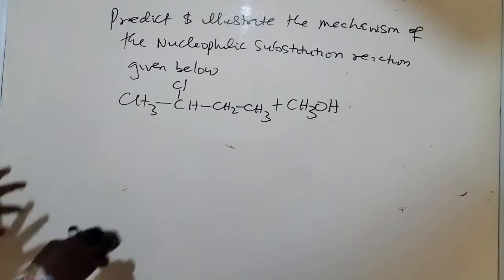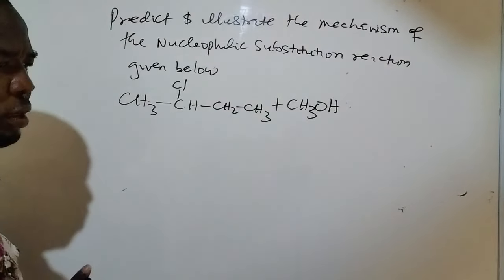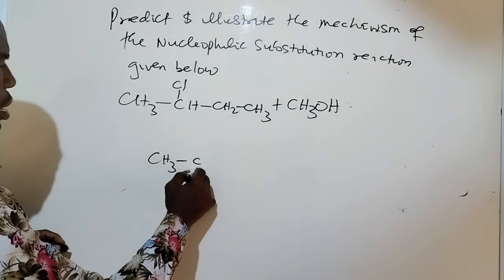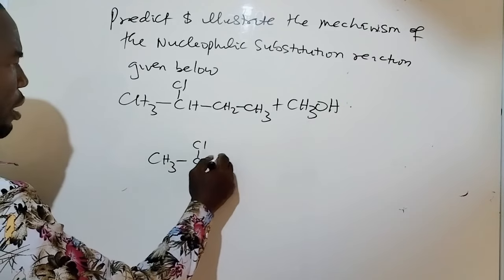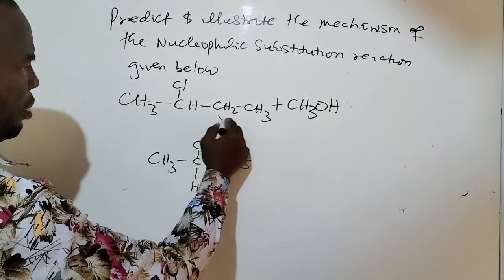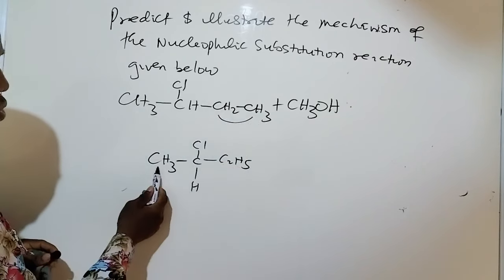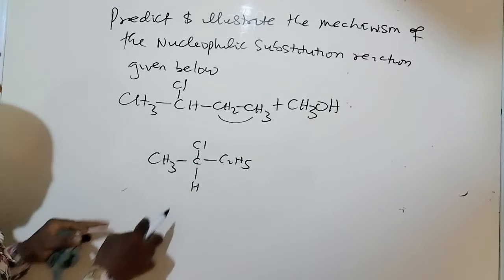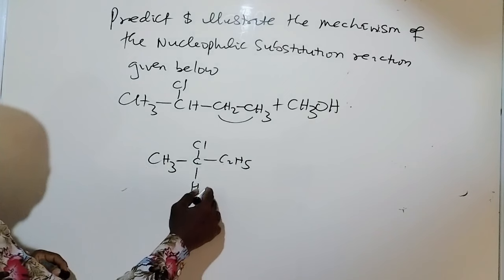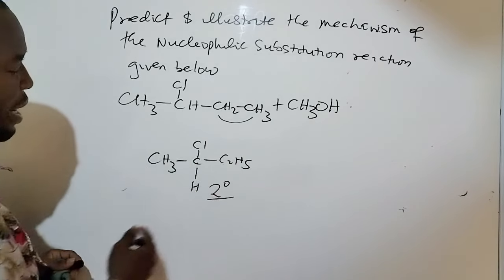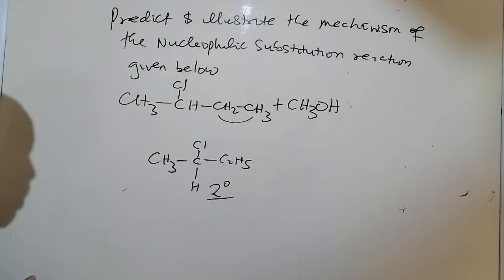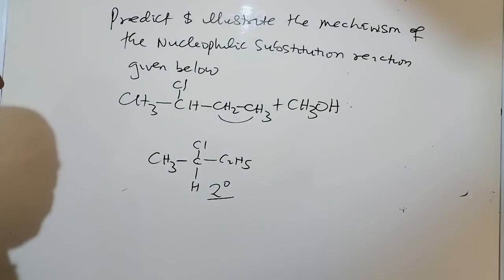First of all, we can look at the nature of the alkyl halide. You see that this alkyl halide is a secondary alkyl halide. I can compress this. This is C2H5. 2 alkyl groups linked to the carbon carrying the halogen group. So it is a secondary alkyl halide. And I told you that a 2-degree alkyl halide can react by either SN1 or SN2 mechanism. So we cannot actually say it's SN1 or SN2.